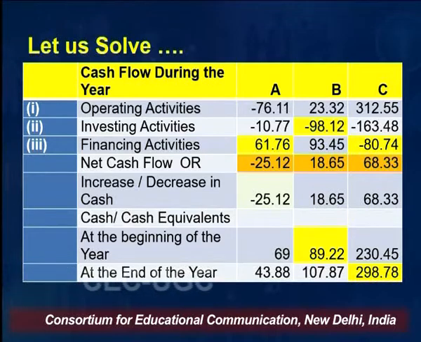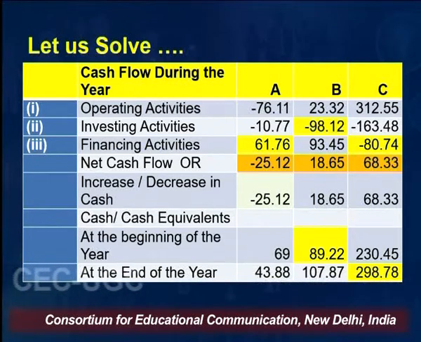The same process we shall follow for company B, but there is a difference here. Again, the operating and financing activities values are clear, and the beginning cash is not given, closing cash is given, but along with that they have provided you the increase or decrease in cash, which is 18.65. So to find the opening balance of cash, very simple: closing balance of cash and cash equivalent minus increase or decrease will give me the beginning cash value.